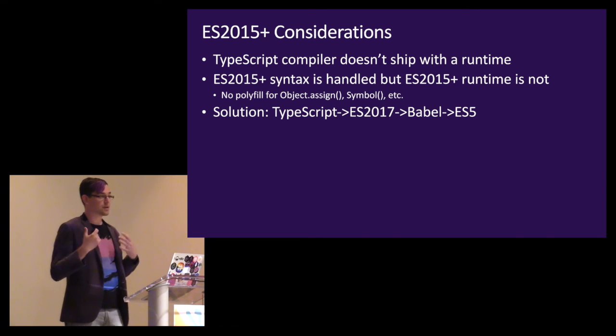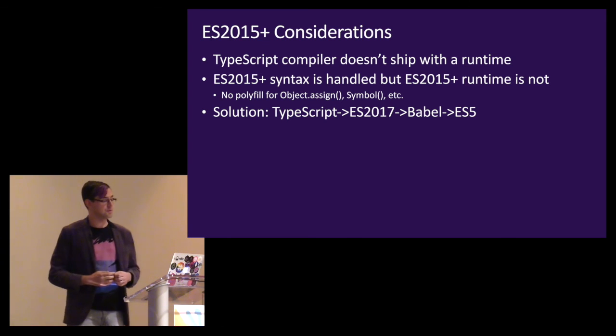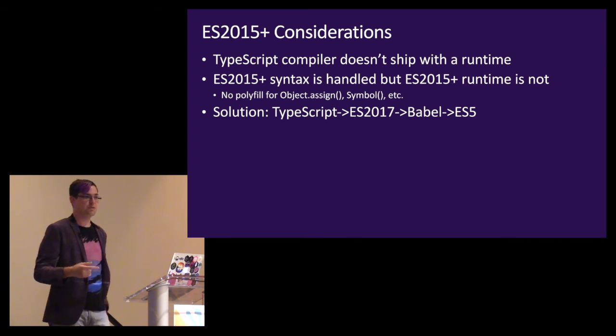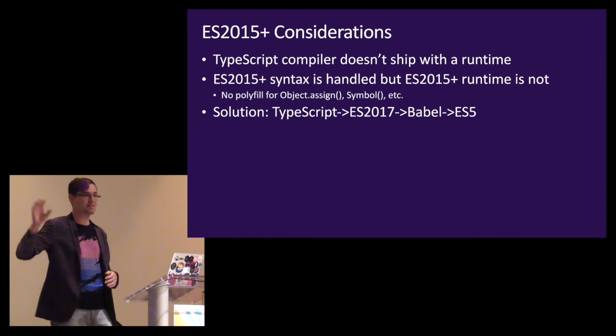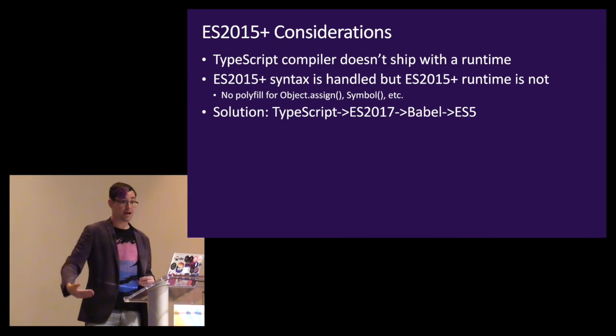So if this is something that you are concerned about, that you want to target older browsers but use this newer runtime stuff, the way we recommend doing that is you compile your TypeScript to ES 2017 format. It's 2017 right now. Next year, replace that 7 with an 8. And then pass it through Babel and have Babel compile it down to ES5, and you include the runtime. And that way you get the TypeScript code along with the Babel runtime, and everyone is happy.